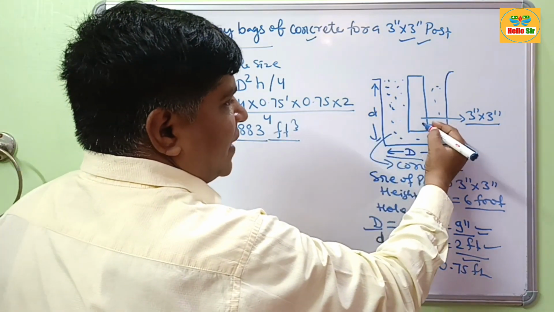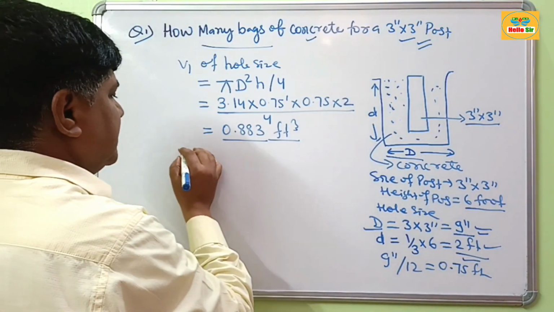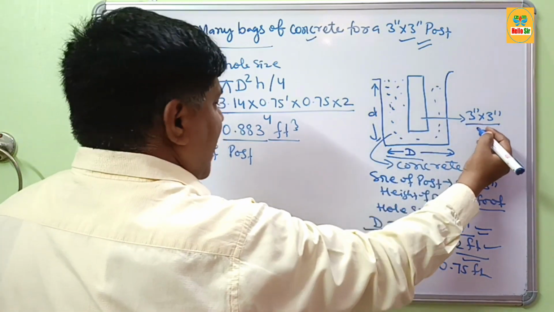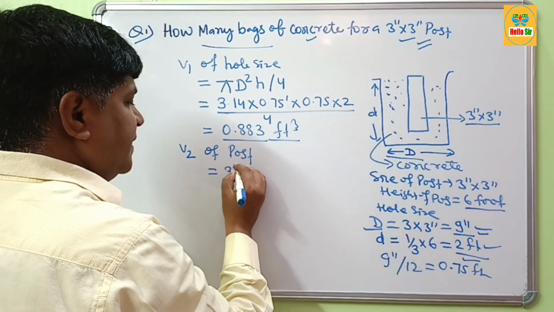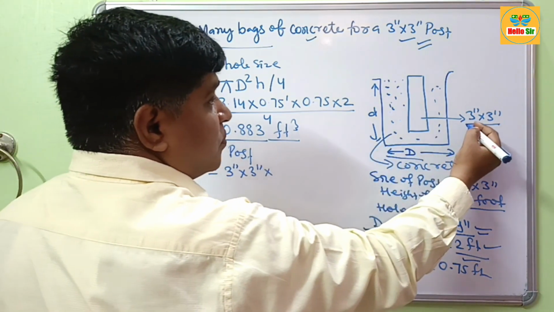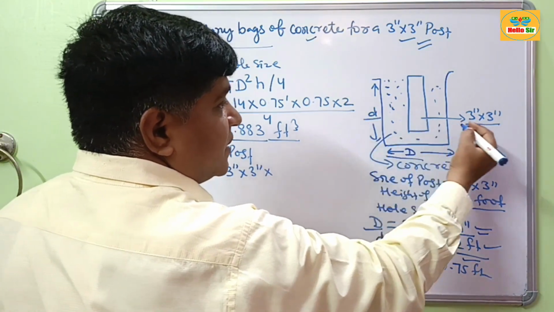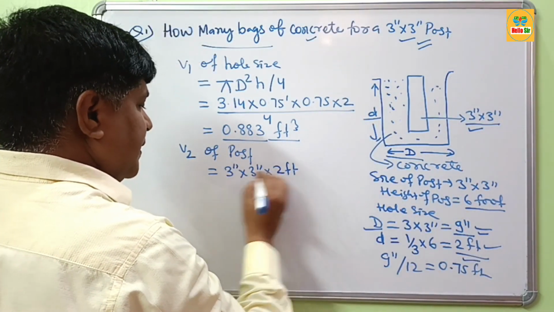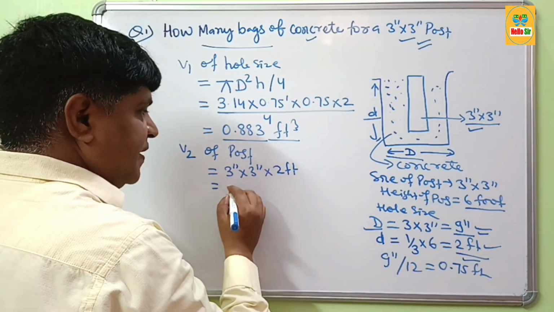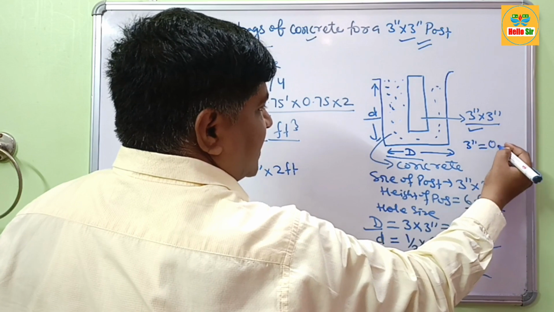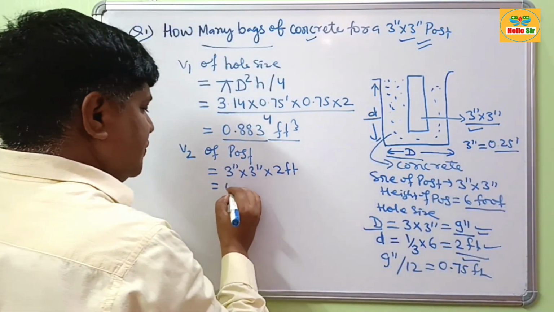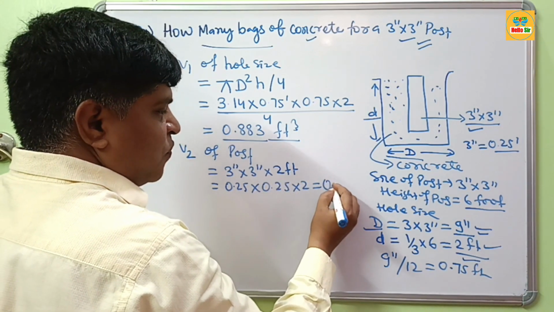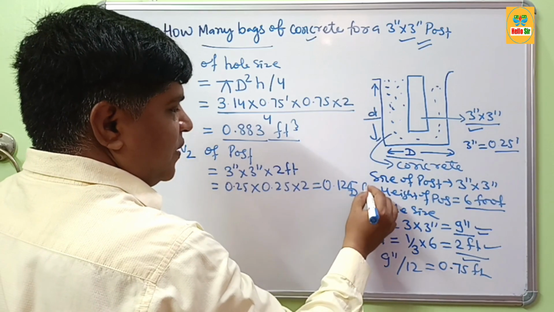And now we find the volume of this post. Take V2 as the volume of the post, which is square in shape, that is 3 inches by 3 inches. And what is the height of this post? The depth of the hole is the same as the depth of this post, that is about 2 feet. Convert 3 inches to feet: 3 inches is equal to 0.25 feet. 0.25 times 0.25 times 2 comes to about 0.125 cubic feet.